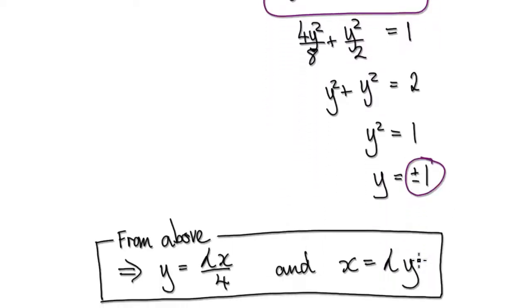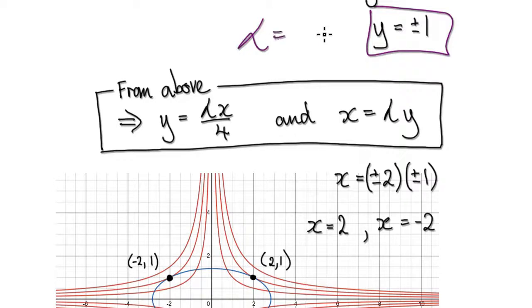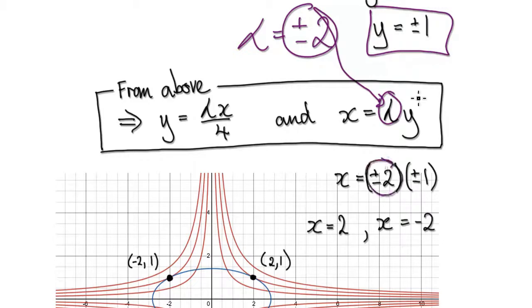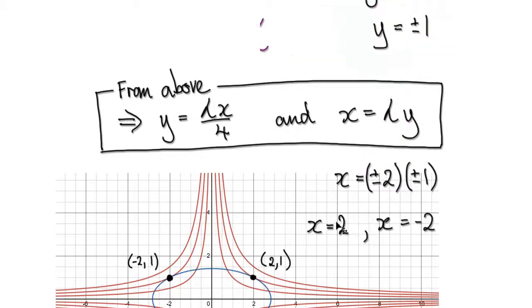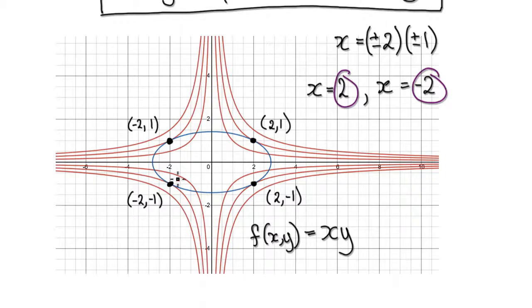So hang on. So far we know that y must be plus or minus 1. We know that lambda must be plus or minus 2. So now we can work out x. Well, if we put this into here, that will then give us this. Put this into here. x must be positive 2 or negative 2. So now we can identify all those 4 points, which would be 1, 2, 3, 4.